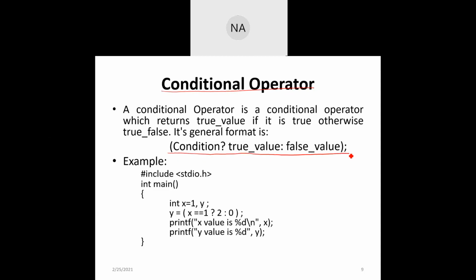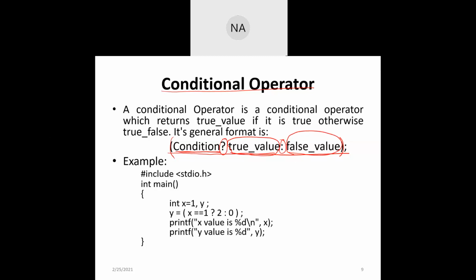Within the small braces we write a condition, which is a Boolean condition, that may evaluate to either true or false. Then we put a question mark, and then some expression, which can be a constant, a value, or some expression involving other operators and operands. We call it the true value. Then we put a colon and then a false value, which may be a single constant, variable, or an expression involving several variables.